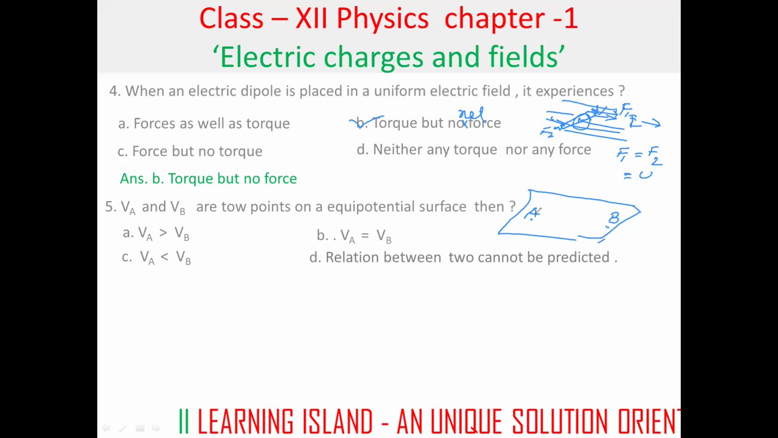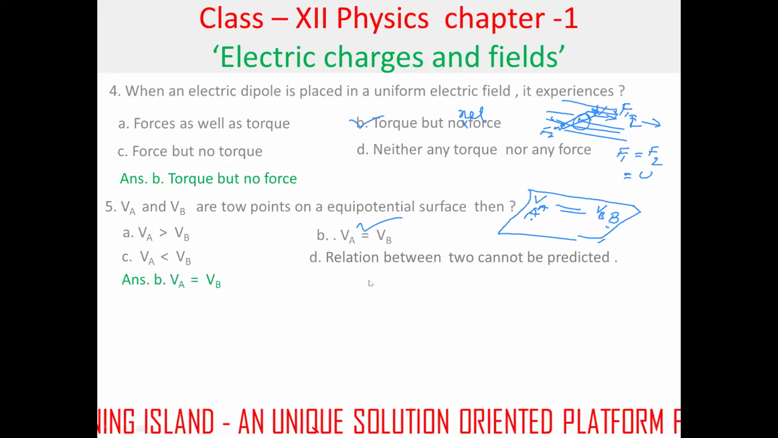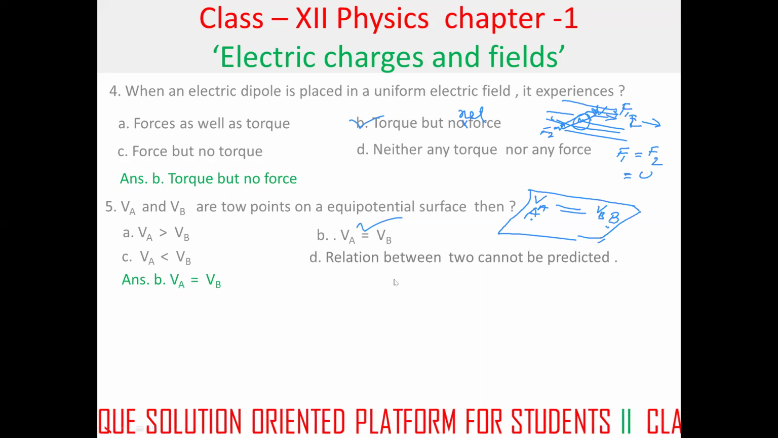So the potential at A, VA, and the potential at B, VB, would be equal. So the answer would be this one, B. Hope this is clear to all of you. So the answer is VA equal to VB.